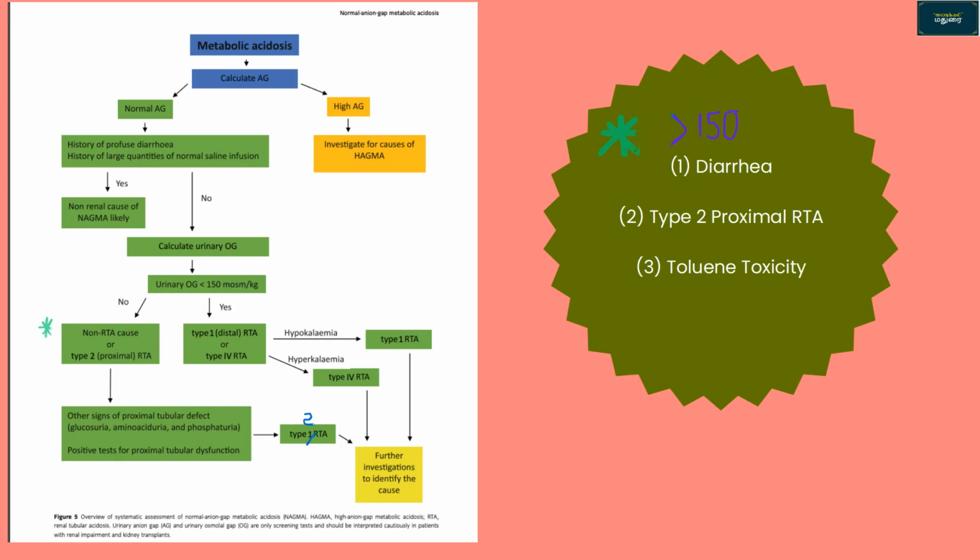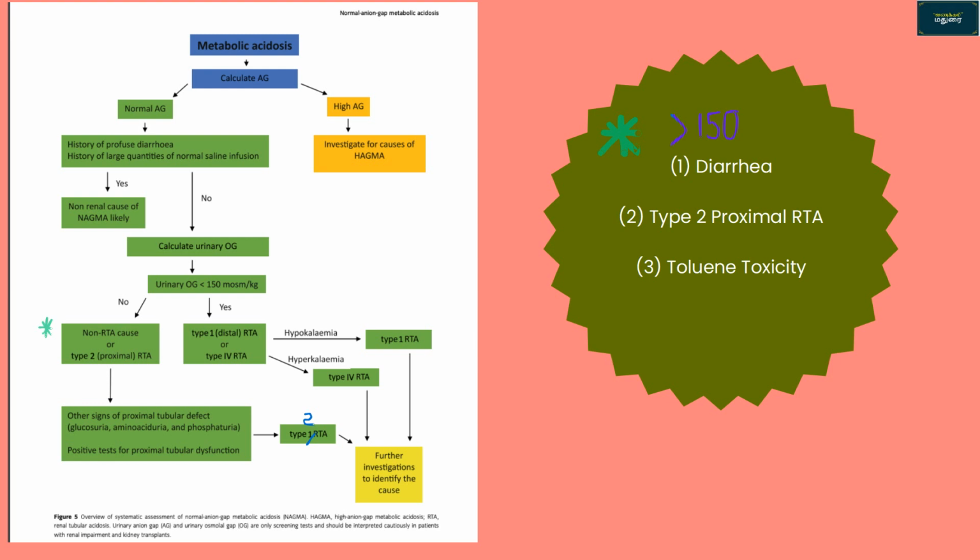Why would the osmolar gap be on the lower side in type 1 and type 4 RTA? Obviously because they are not secreting ammonium. That's their primary defect. So your osmolar gap would be low. If your osmolar gap is on the higher side, then the differentials are either a non-RTA cause such as diarrhea, proximal type 2 RTA, or toluene intoxication. Diarrhea and toluene intoxication have ammonia being excreted, and the urinary osmolar gap picks it up, and thus you have a widened urinary osmolar gap.